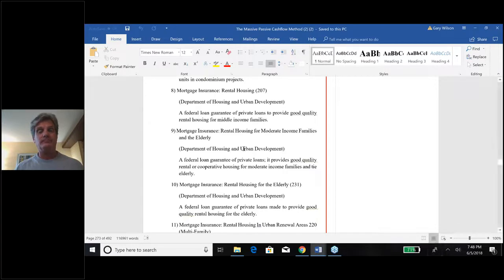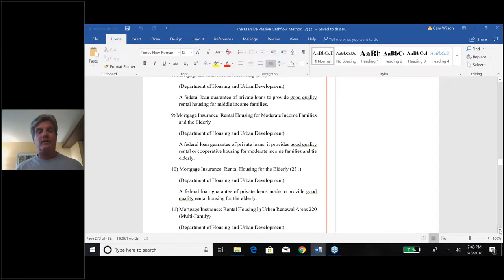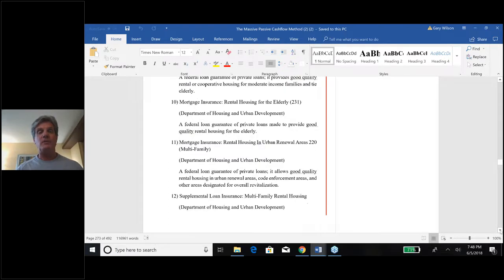Okay. In any case, here's one: rental housing for moderate income families and the elderly. Okay. Now think about the baby boomers. They're retiring and downsizing in massive numbers. Like currently right now, 76 million of them. That's a lot of people. Okay. So there's programs for the elderly to help them get good quality rental housing. All right. Or if you're an investor, you could make the properties available and rent to the elderly, right?